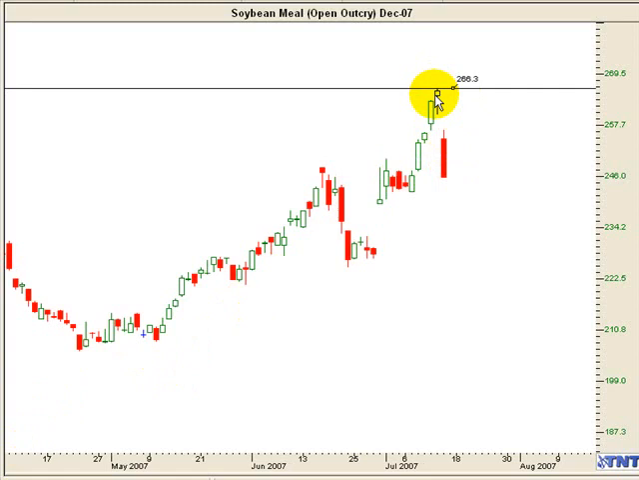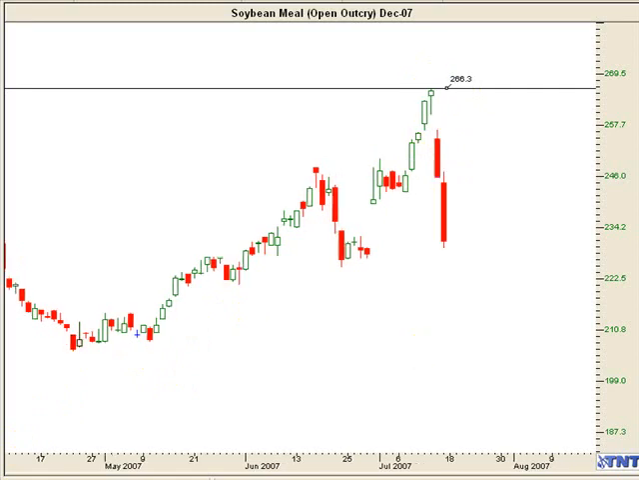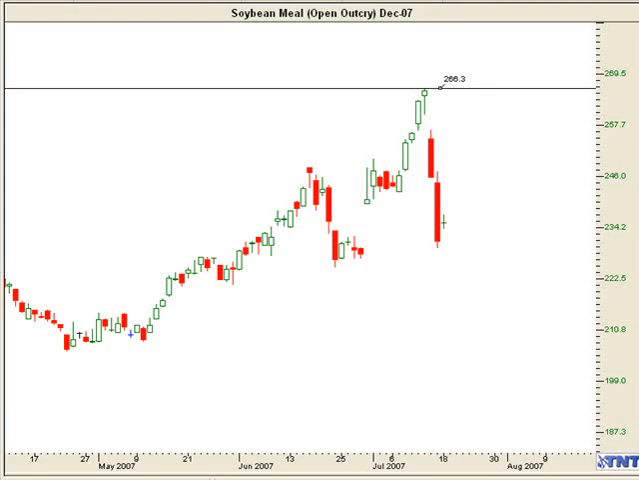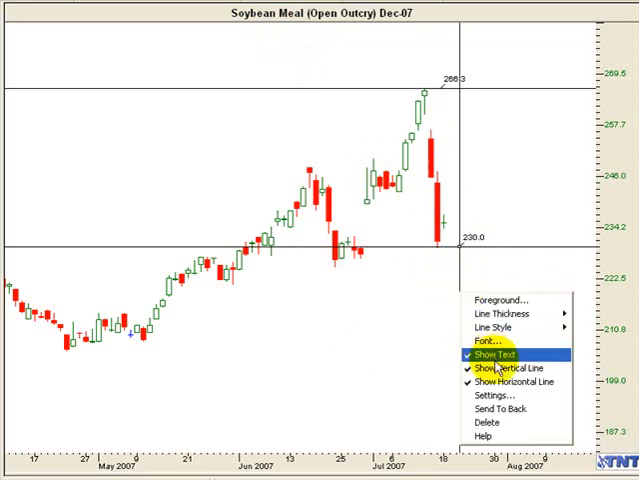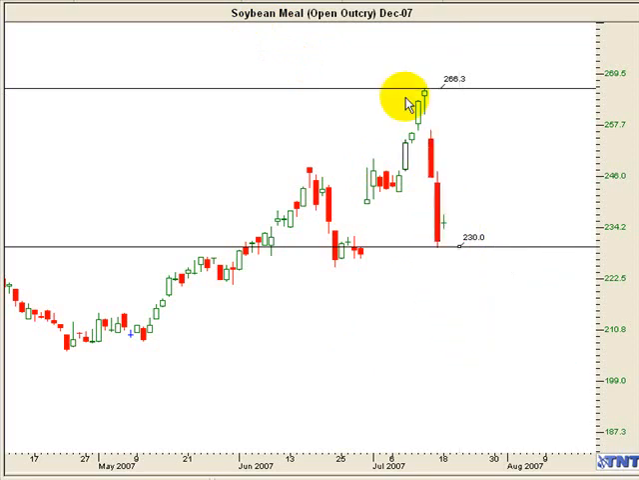We know that resistance is up here. Let's see what happens with the prices after this. They're falling off. Notice how the market traded higher after falling off lower. Now we have a confirmation of support. Now we know the market is telling us where the resistance is and where the support is.